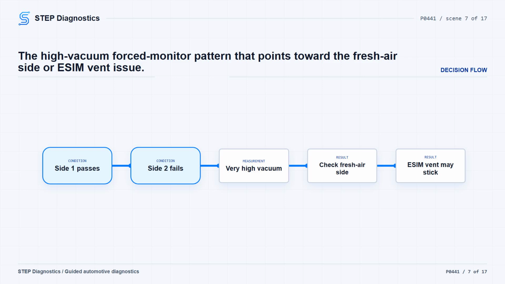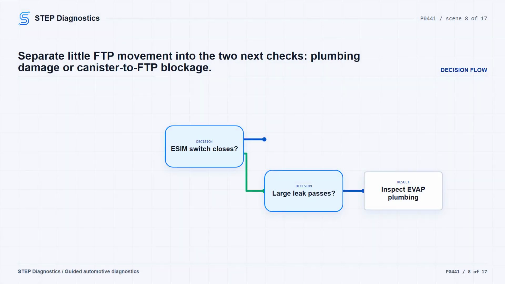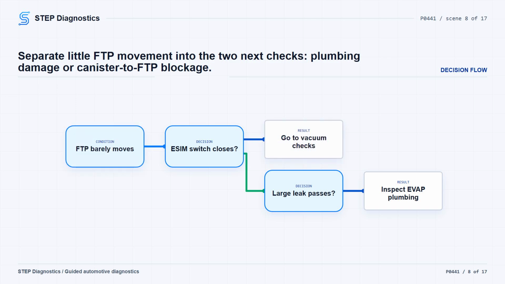If side 1 or side 2 fails because the FTP reading does not change or barely changes, and the SM switch closes while the large leak test fails, inspect for damaged, broken, or plugged plumbing between the canister, tank, and purge side, and check the charcoal canister. If side 1 or side 2 fails with little FTP movement, the SM switch closes and the large leak test passes, move to the canister to FTP sensor blockage check. If side 1 or side 2 fails and the SM switch does not close, or you suspect the purge solenoid, move to the intake and purge vacuum checks.